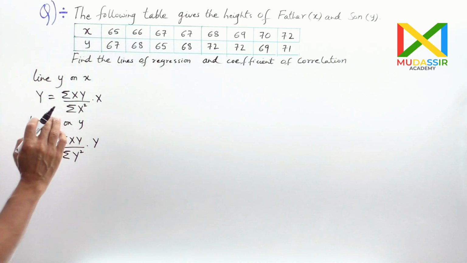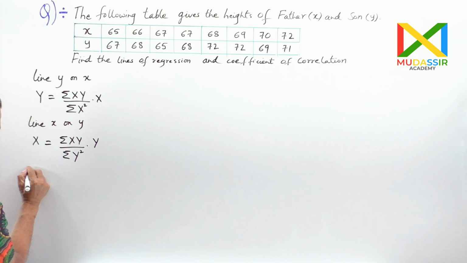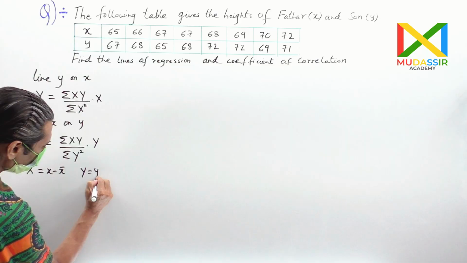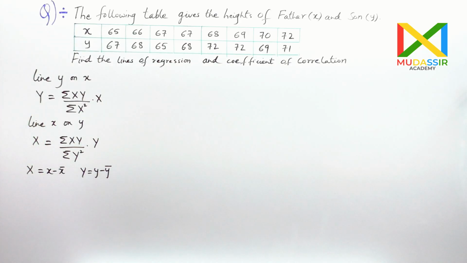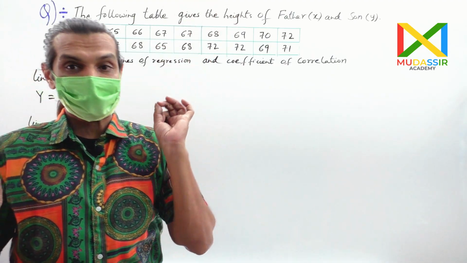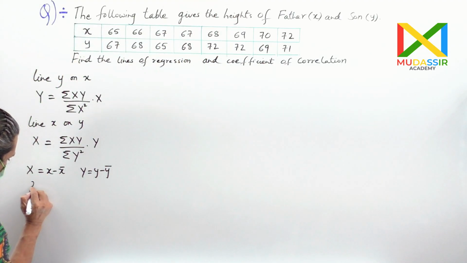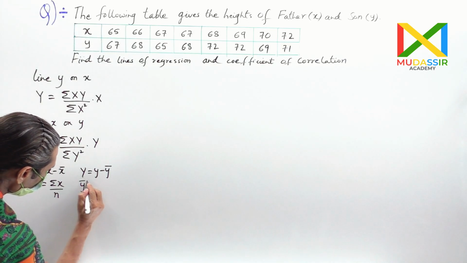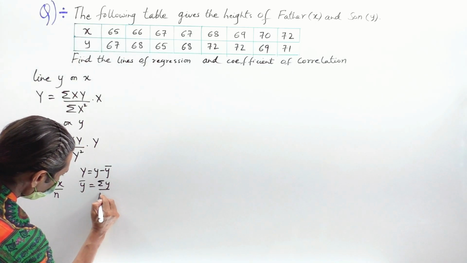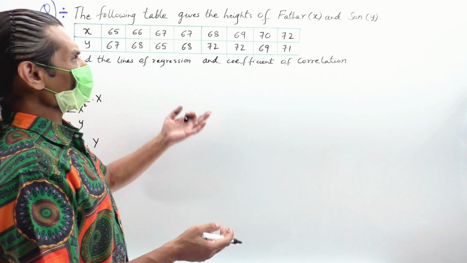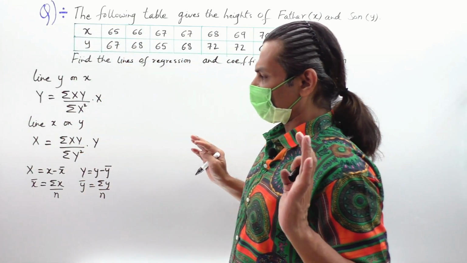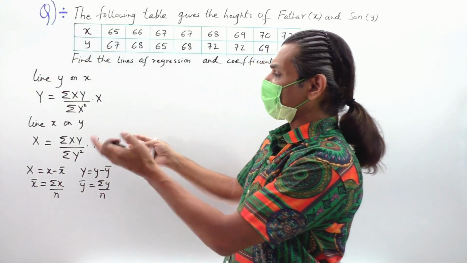Now here, the meaning of capital X is x minus x bar, and that of capital Y is y minus y bar, where x bar and y bar are the means of x and y. So, x bar is equal to summation x by n, and y bar is summation y by n, where n is the number of terms in the table given. Here it is 1, 2, 3, 4, 5, 6, 7, 8. That's it. Two simple formulas: one is line y on x, the other is line x on y.